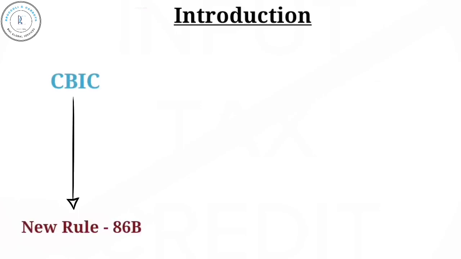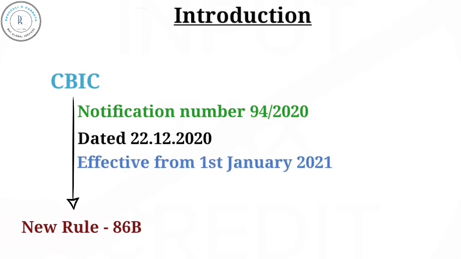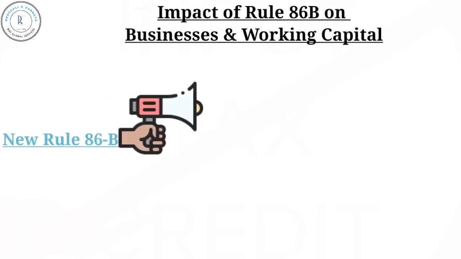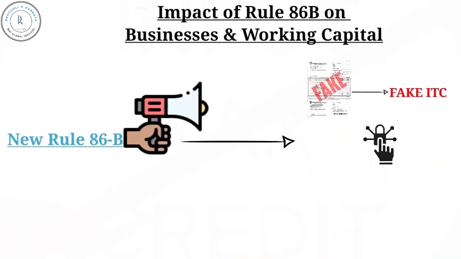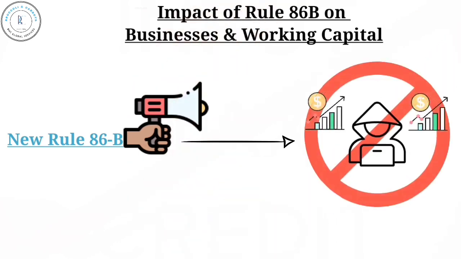Introduction. CBIC has introduced new Rule 86B vide Notification Number 94/2020, dated December 22, 2020, and it is made effective from 1st of January 2021. This rule has an overriding impact on all the other CGST rules. Impact of Rule 86B on businesses and working capital. The motto behind the introduction of this rule is to control the issue of fake invoices, to use the fake input tax credit to discharge liability and eventually curb tax evasion. It restricts fraudsters from showing high turnovers without having any financial credibility.